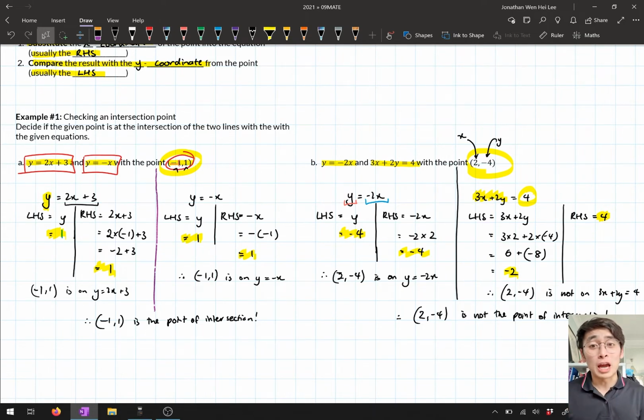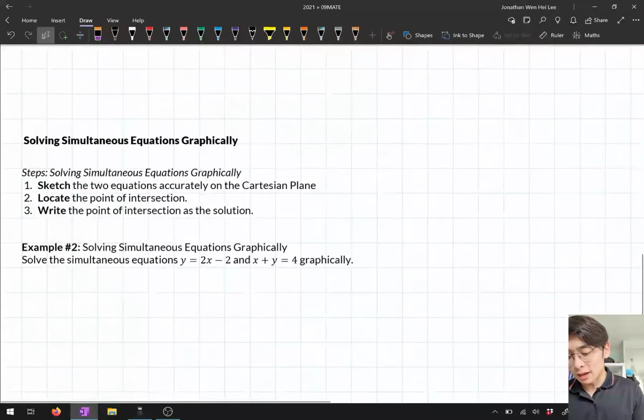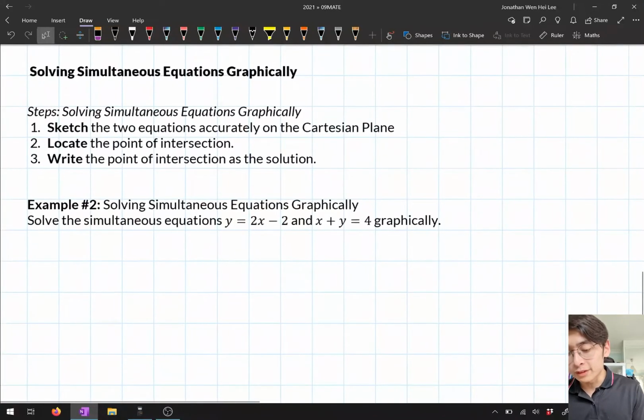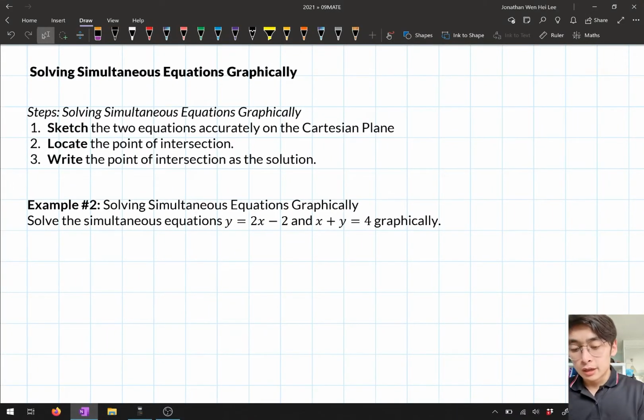The second part, we want to actually solve graphically. So this is just a way of checking whether or not our answer is correct. The second part is we want to actually solve our simultaneous equations graphically. So here, these are the steps we're going to follow. Solving simultaneous equations graphically. The steps are, first step, sketch the two equations accurately on the Cartesian plane. An important note here is to do it accurately.